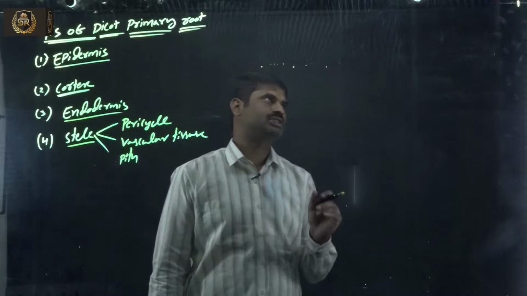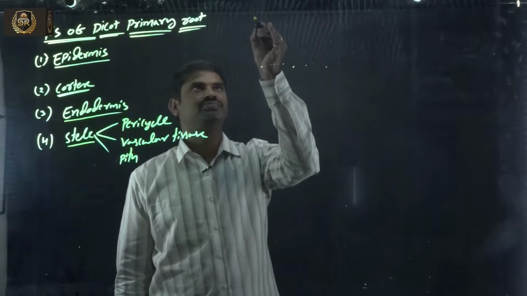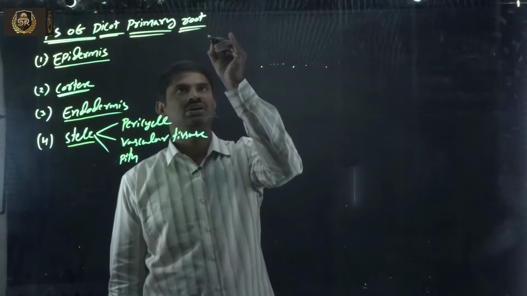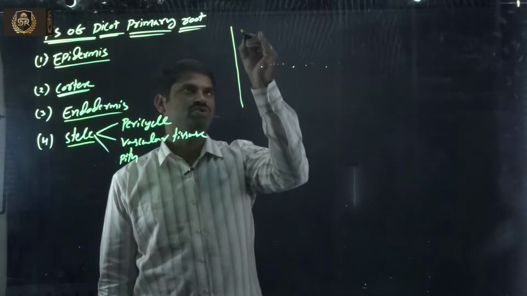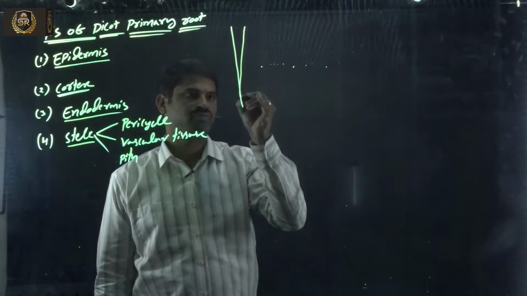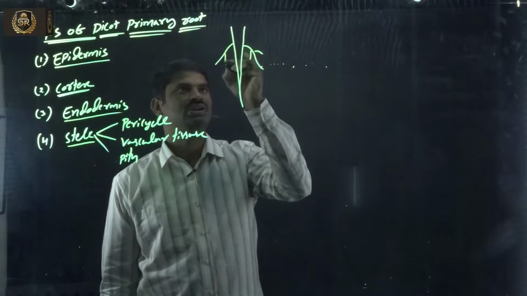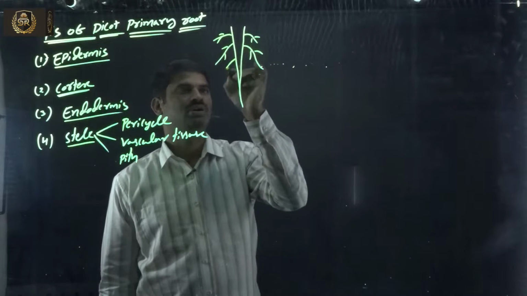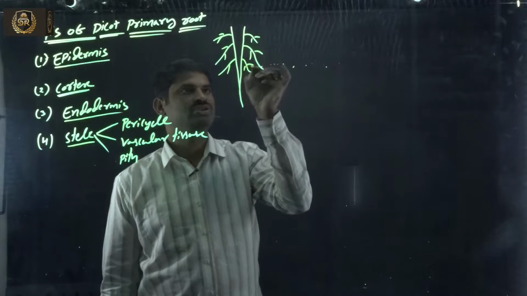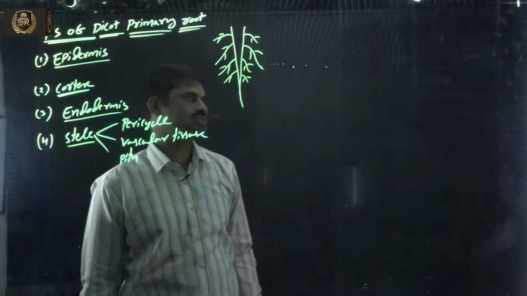Ground plan structure. First of all, the root system. Dicot root is a tap root system, where primary roots, secondary roots and tertiary roots are present.